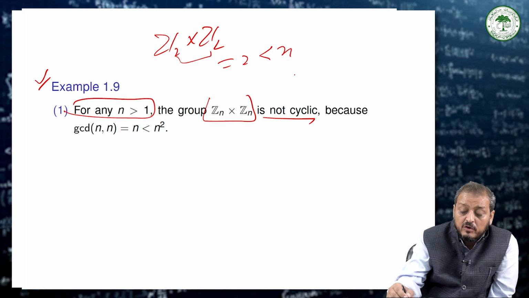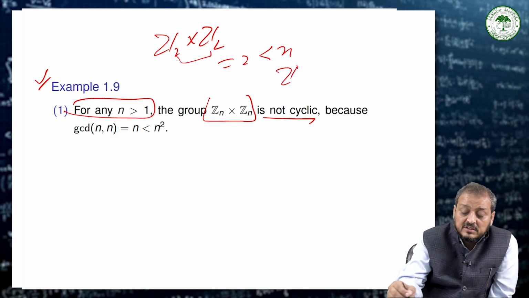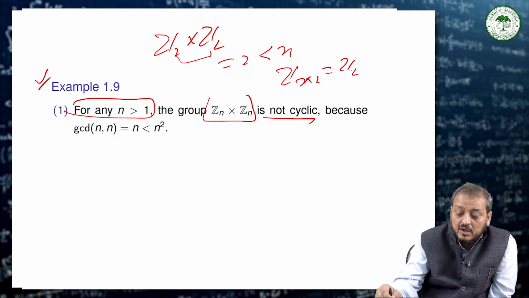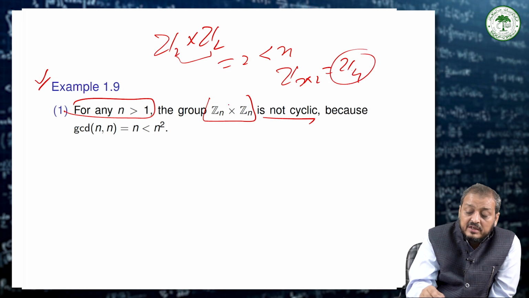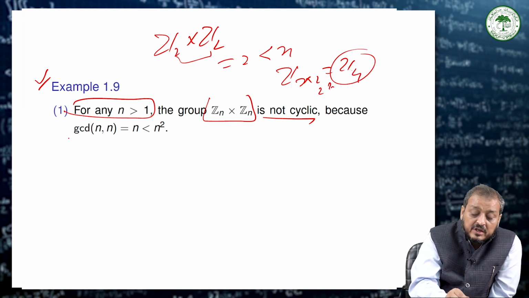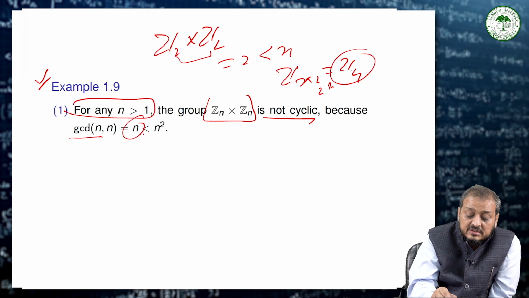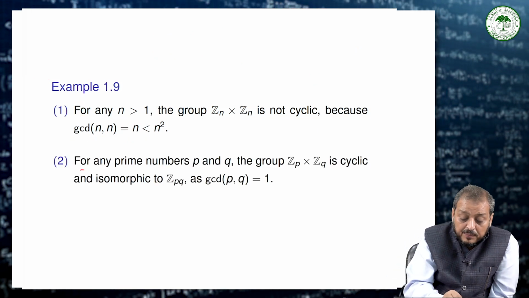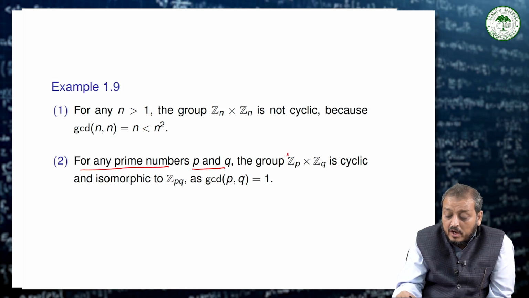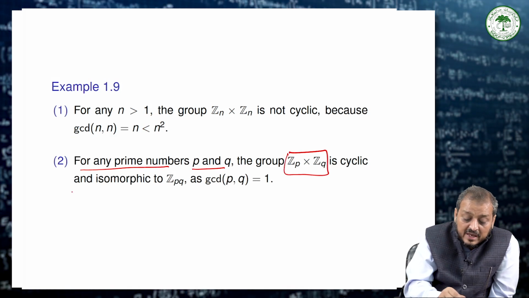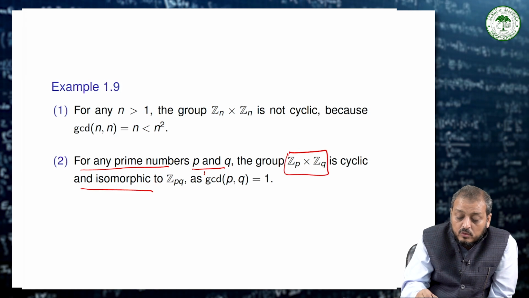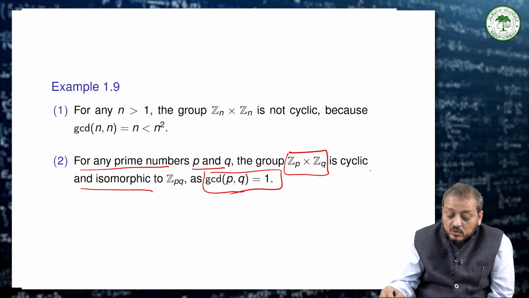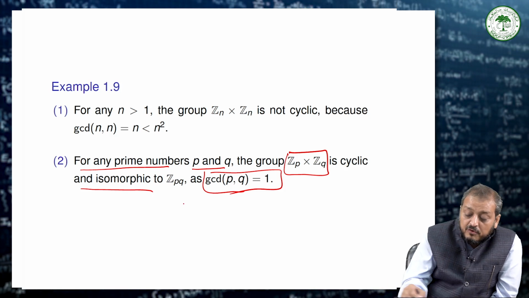This means Z2 cross Z2 is equal to Z4, and then clearly there is a 2 square, and then if you take the GCD of n, it is equal to n, and this is clearly less than n square. So for any prime numbers p and q, the group Zp cross Zq is cyclic and isomorphic to Zpq.